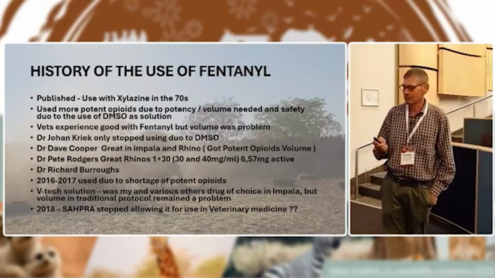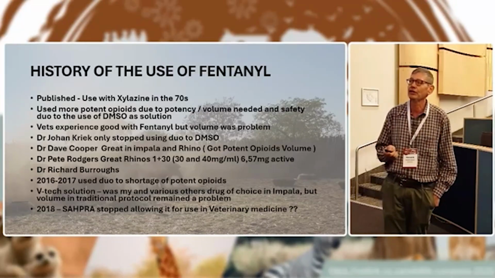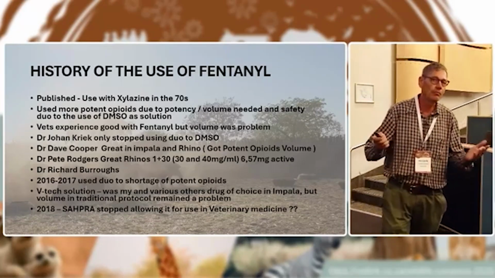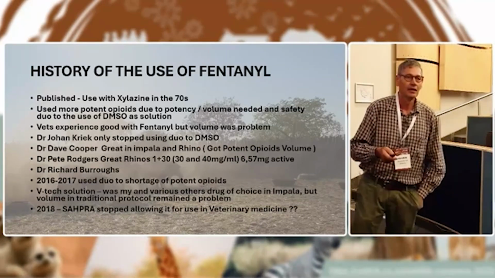So that was the main reason why people moved away from fentanyl, and also because more potent opioids like etorphine became available.